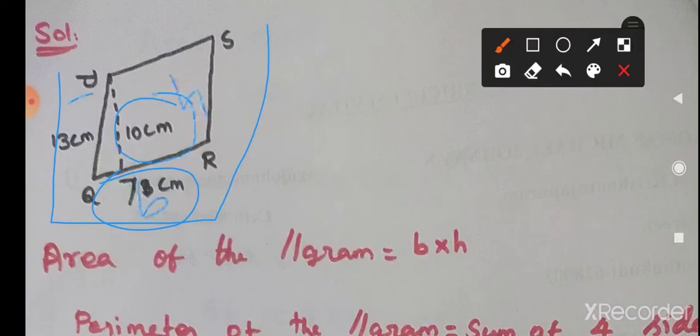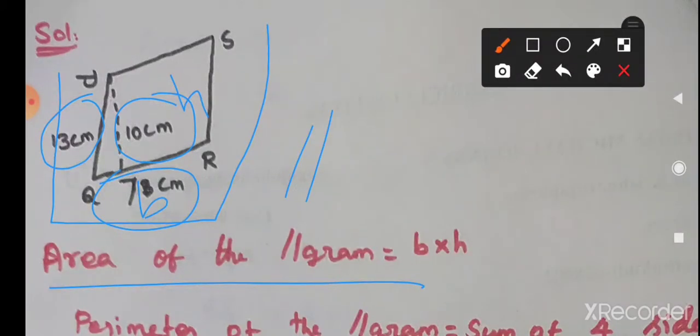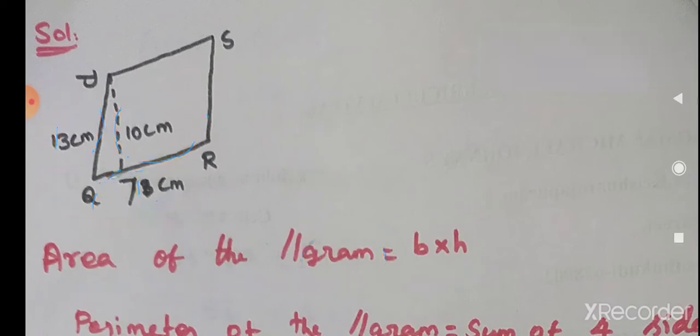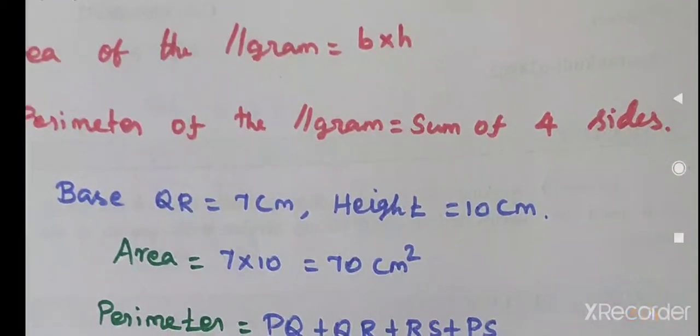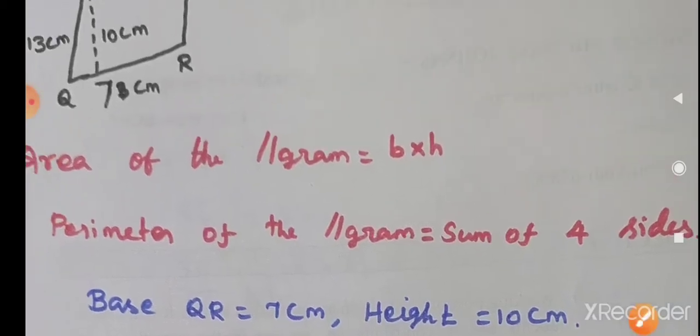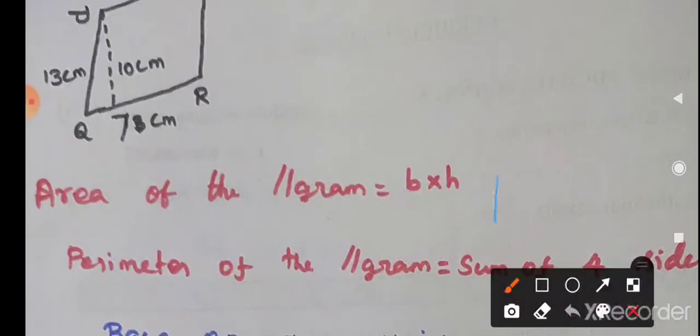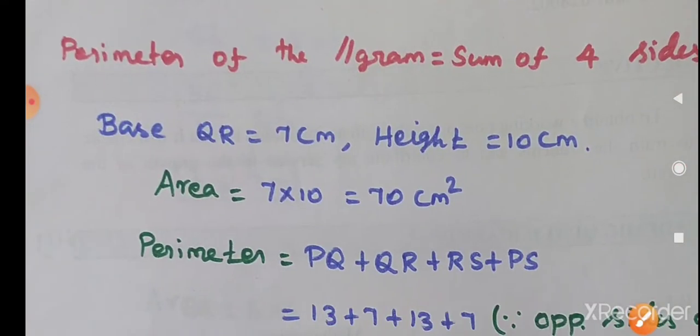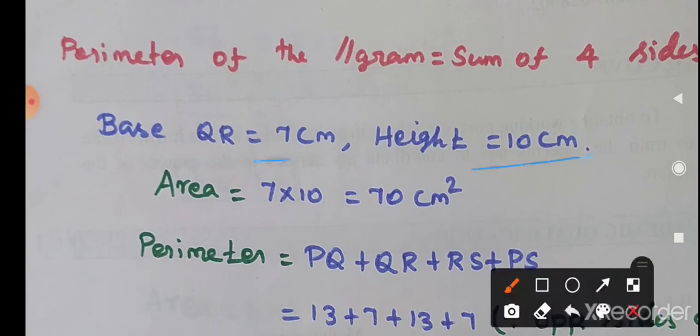PQ is the adjacent side. The area of the parallelogram is equal to base into height. Then the perimeter of the parallelogram is the sum of 4 sides. The base QR is equal to 7 centimeter, and the height is 10 centimeter.